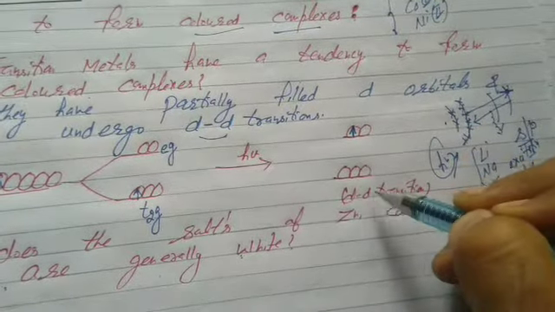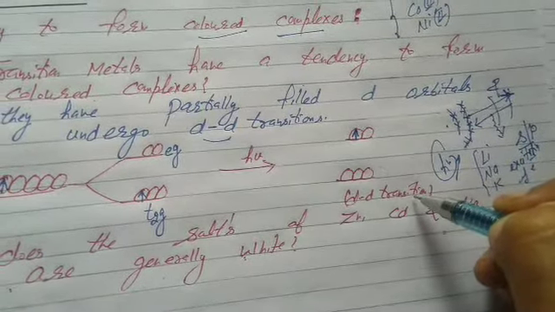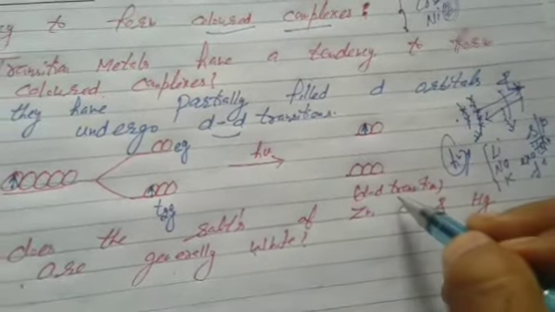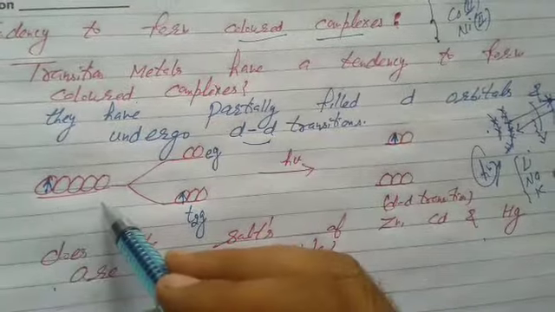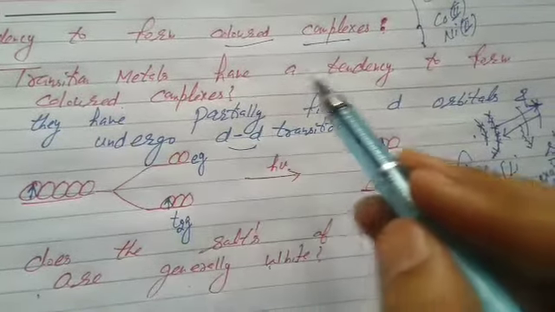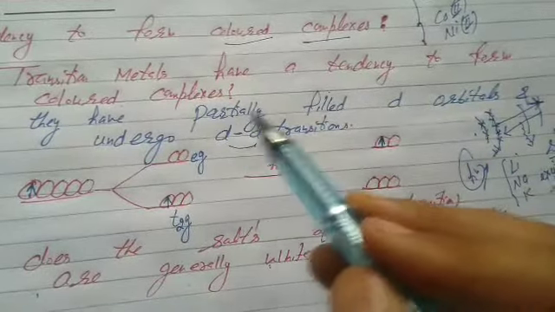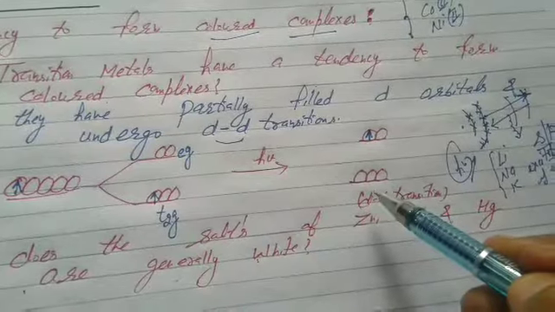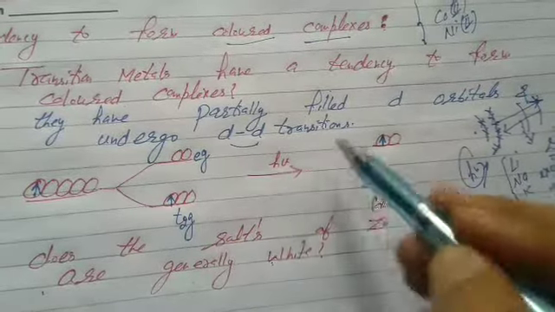And this concept is called d-d transition. The transfer of an electron from t2g to eg is called d-d transition because the parent subshell is the d subshell. What is the logic? Why do transition metals have a tendency to form colored complexes? Because they have a partially filled d subshell and undergo d-d transition. You have to mention d-d transition in the answer.